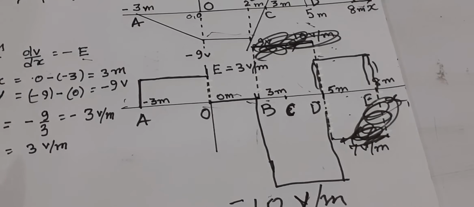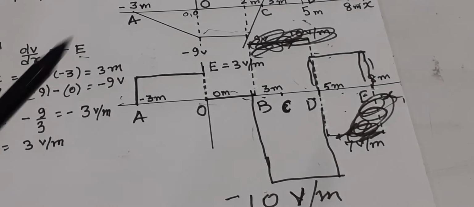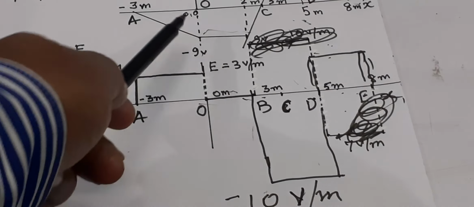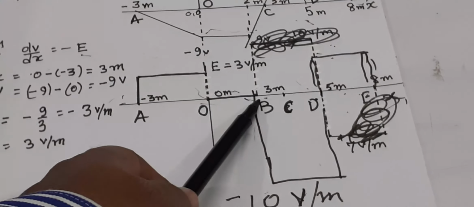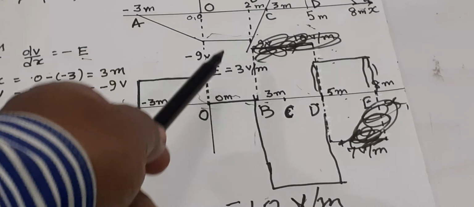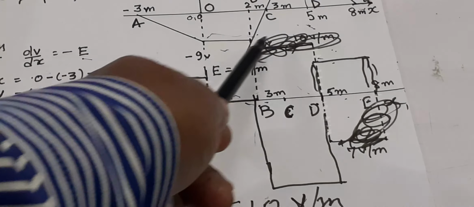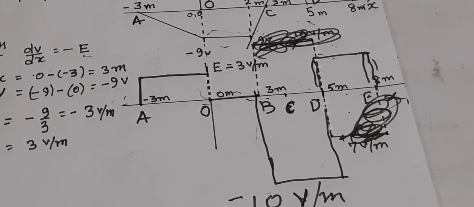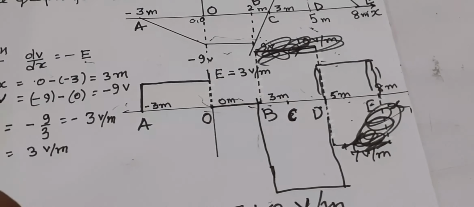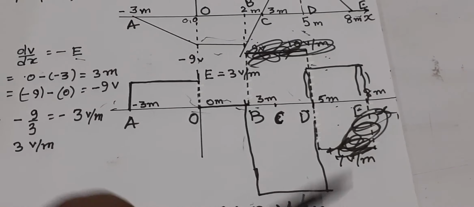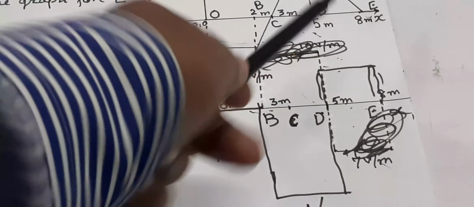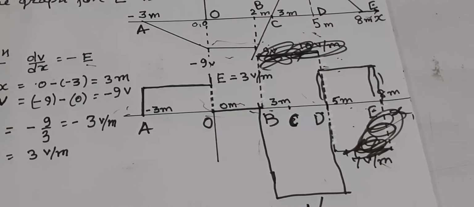Now it is corrected. I can repeat once again. This is a negative gradient, so you will get a positive value of E. Then here it is 0, no change in potential. Distance changes, but potential is not changing. Here dV by dx is positive, that means the electric field will be negative, minus 10 volt per meter. And here it is negative, that means it will be the opposite, just on the other side, and that will come as 7 volt per meter.